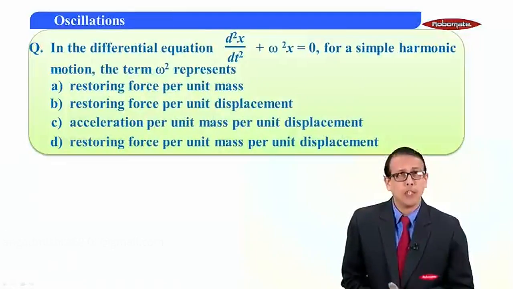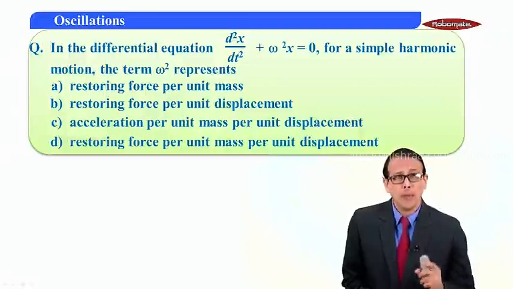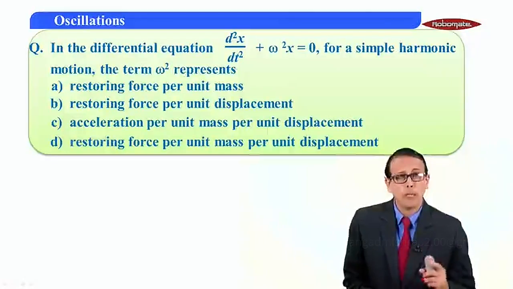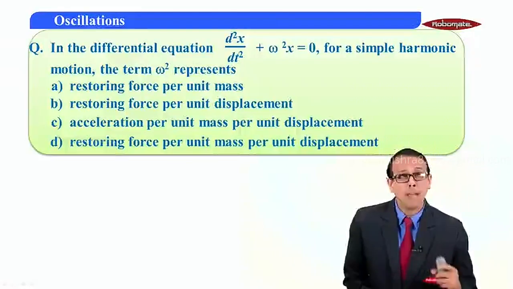In the differential equation d square x by dt square plus omega square x is equal to 0 for a simple harmonic motion, the term omega square represents: option A, restoring force per unit mass, that is F upon m. Option B, restoring force per unit displacement, that is F upon x. Option C, acceleration per unit mass per unit displacement, that is A upon mx. And option D, restoring force per unit mass per unit displacement, that is F upon mx.